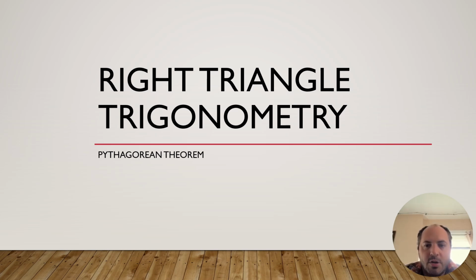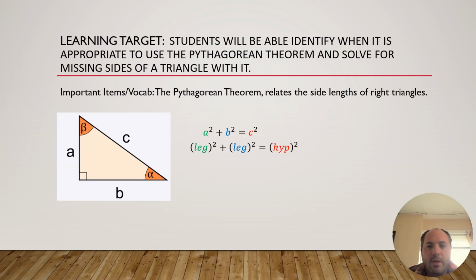Today we're going to be talking about how to solve for missing side lengths in a right triangle using the Pythagorean Theorem. So today we want to talk about not only what the Pythagorean Theorem tells us, but when we can use the Pythagorean Theorem. So let's start off with what the Pythagorean Theorem says.